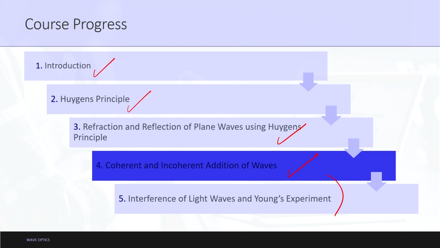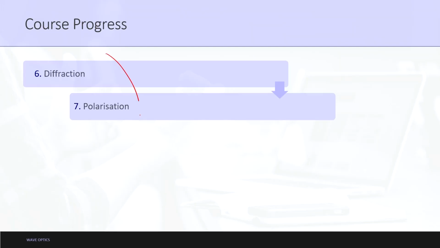In the next lecture, I will explain the interference of light waves and Young's experiment, what a beautiful experiment done by Thomas Young, and how different types of fringes are explained, light fringes, dark fringes, etc. Finally, the applications would be diffraction and polarization, and that will be the end of wave optics.